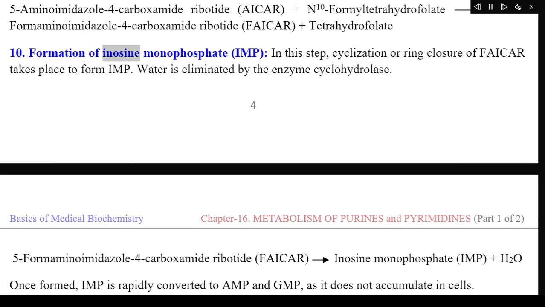10. Formation of inosine monophosphate, IMP. In this step, cyclization or ring closure of FAICAR takes place to form IMP. Water is eliminated by the enzyme cyclohydrolase. FAICAR yields inosine monophosphate, IMP, plus H2O. Once formed, IMP is rapidly converted to AMP and GMP, as it does not accumulate in cells.